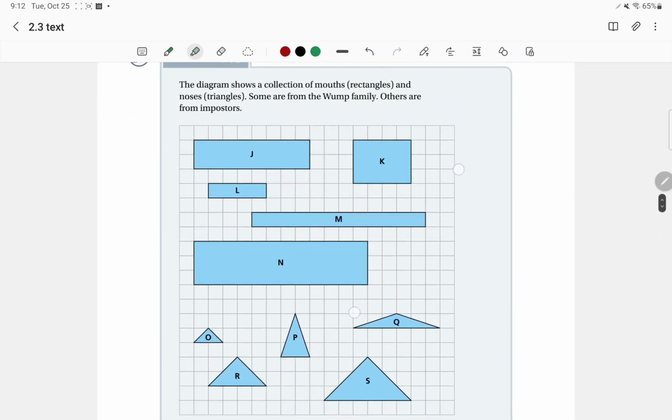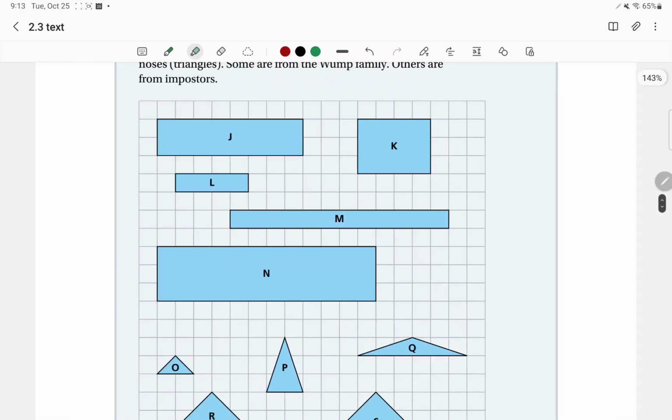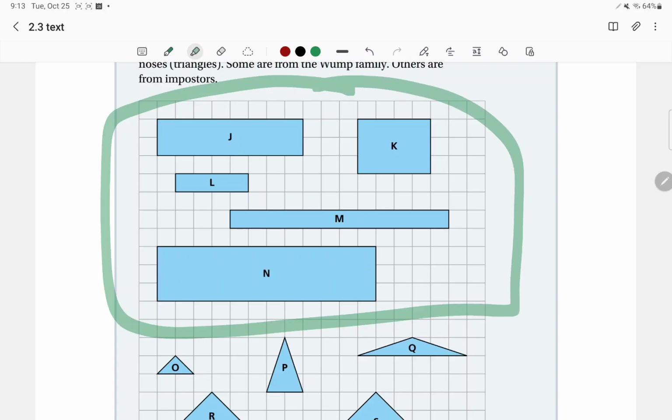So the first thing that I want you to do is identify which of these are similar. So we're just looking at these rectangles. All right, use what you know, identify which ones are similar, and then come back to the video.